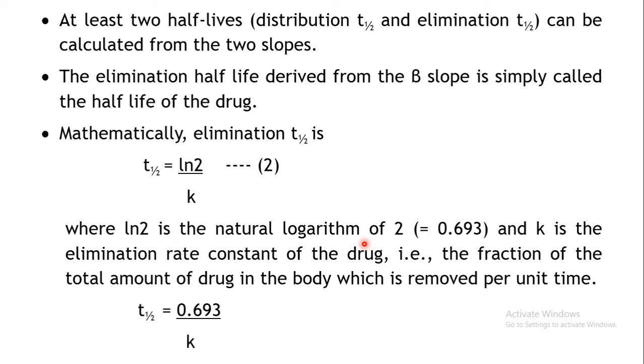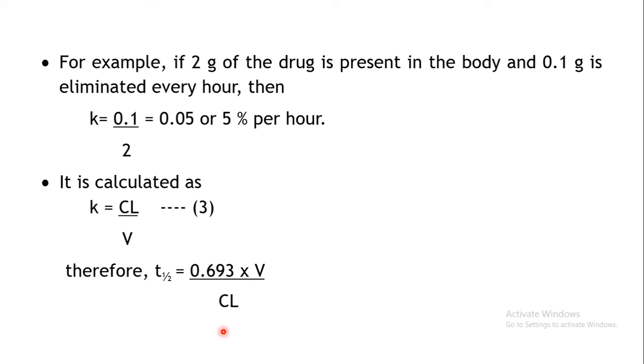That is how much fraction of the total amount of drug is removed out from the body per unit time. Okay, so what this formula will turn out to be, T half-life is equal to, when you replace this value by 0.693, T half-life equal to 0.693 divided by K. This will be your formula. Now how can you find out the value of K, or the elimination rate constant?